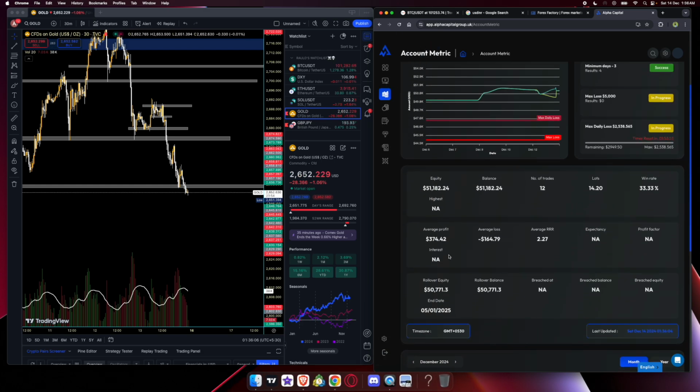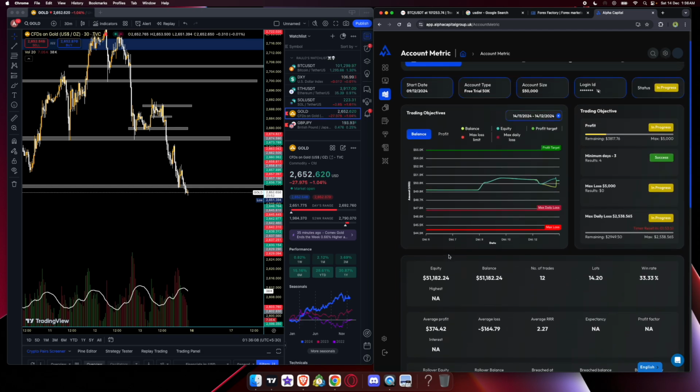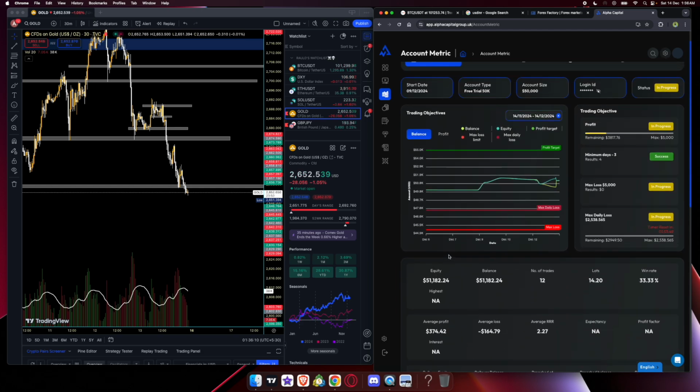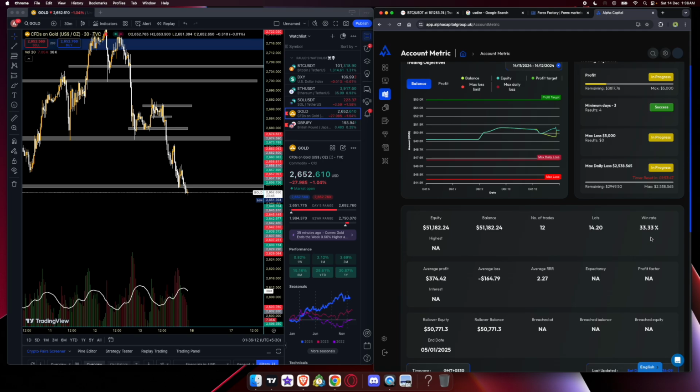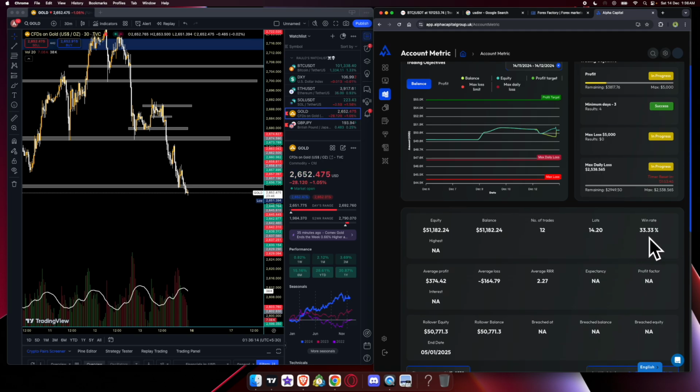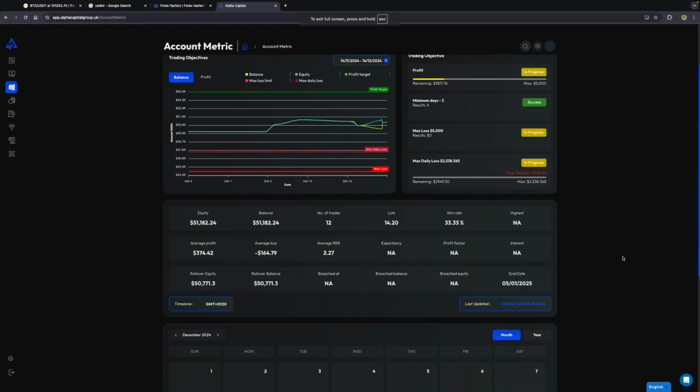So yeah, if you are generating 2.2% in a week, as you can see here, this is all the data over here. I just had a 33% win rate. Even though I had a 33% win rate, I am still profitable in this account.